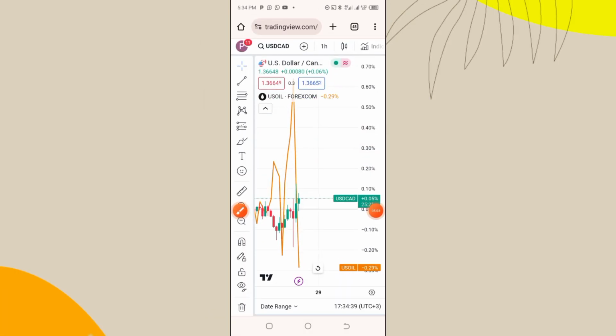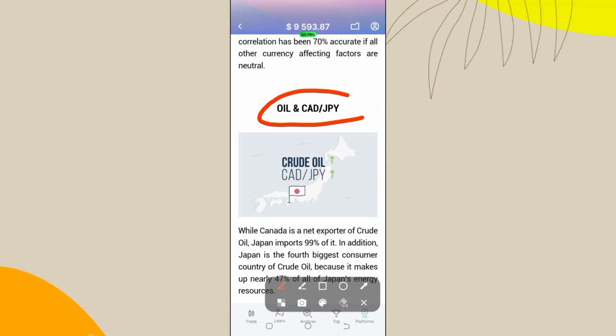Select the crude oil symbol, and if you want to delete it, click on the X icon and it will disappear off the chart. So lastly is oil and CAD JPY. Now this time you can see we are tallying oil and another pair, which is CAD JPY, and in this pair, CAD, or Canadian dollar, is the base currency. So as you can see, as oil increases, the Canadian dollar will also be increasing in value.